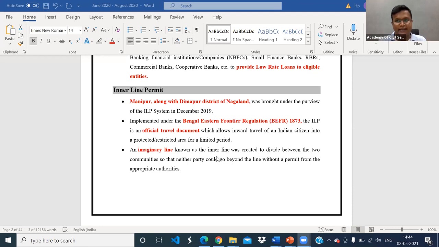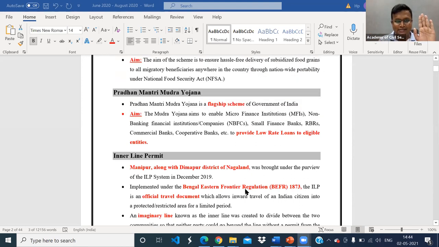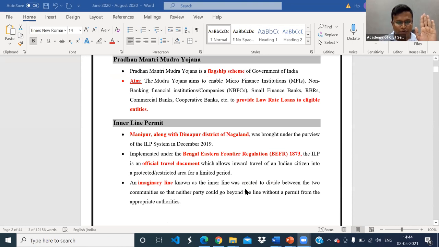Now going to the history of ILP, it was a British system. The British introduced it in 1873 through a British Act, that is the Bengal Eastern Frontier Regulation Act. It was an act of the British Central Legislative Council under the Viceroy. In 1873, we had the Viceroy; from after 1858, we had the Viceroy. Under the Viceroy, the Central Legislative Council was established by the Charter Act of 1853. Am I right? The Central Legislative Council was established by the Charter Act of 1853.